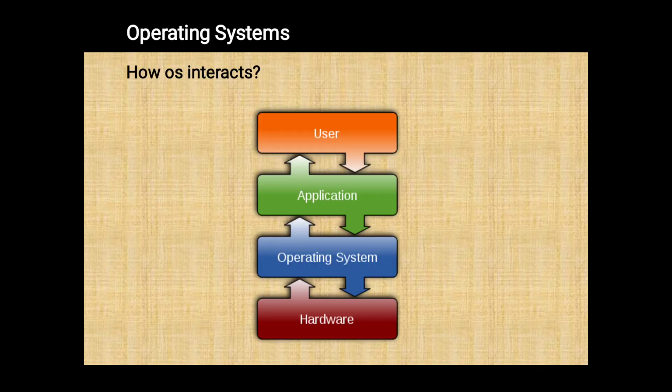Moving on to the next slide, how the OS interacts: usually the OS acts as a middleware between the user and hardware. The OS can be interacted with through the application. The user can access the hardware through the application only. So we call it a middleware.